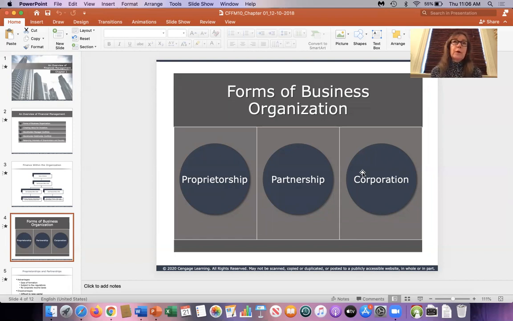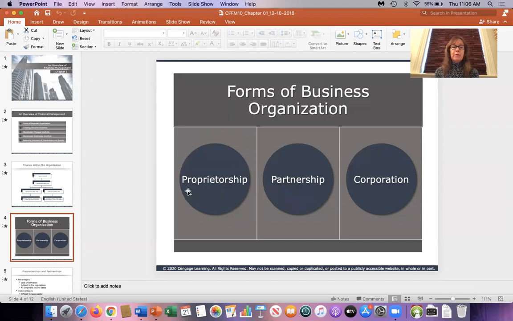So one example is Crocs. Crocs shoes was a partnership. 2 guys started Crocs shoes, and then they wanted to really expand. So they incorporated, became a publicly traded corporation, and then they really expanded. And so I just wanted you to understand, you can start out as one of these types, but you can always change too. As proprietorships and partnerships grow, they may decide to incorporate.